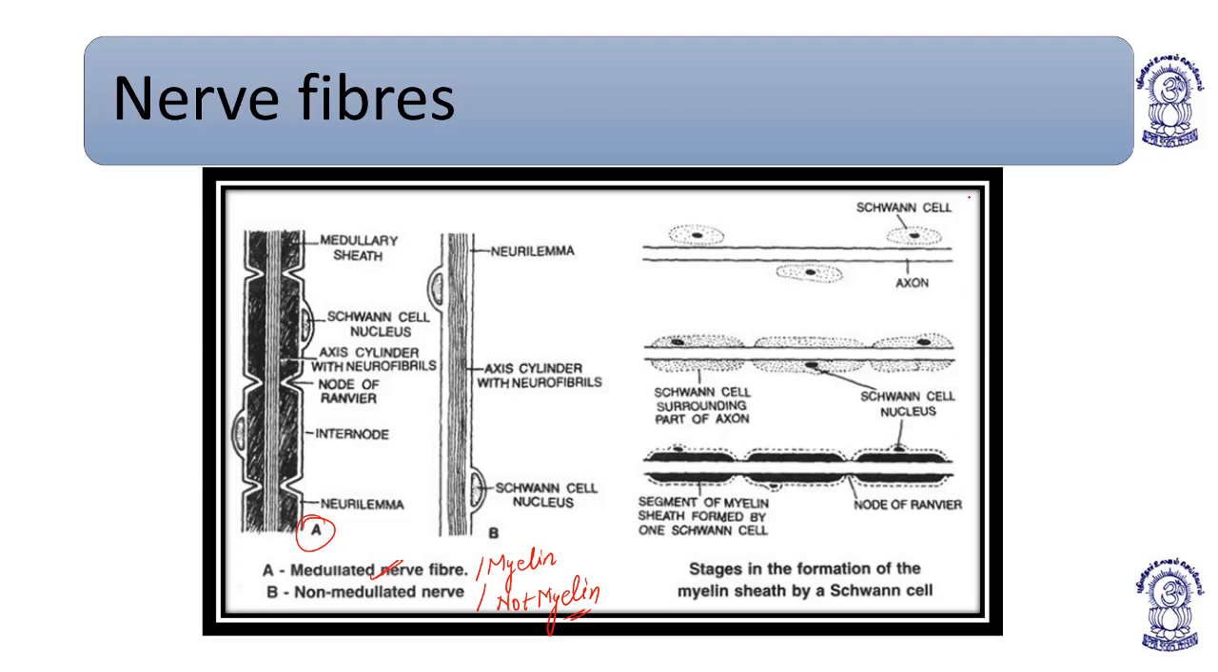You can see the Schwann cells with the nucleus and the cytoplasm of the Schwann cell. They guard or cover the axon. This is the axoplasm, and this is known as what? Axolemma. These Schwann cells cover the axon. The Schwann cell surrounds part of the axon. The part which does not have a Schwann cell is known as what? Node of Ranvier. This is the segment of myelin sheath formed by a Schwann cell. And these are the different stages in the formation of the myelin sheath by Schwann cells.